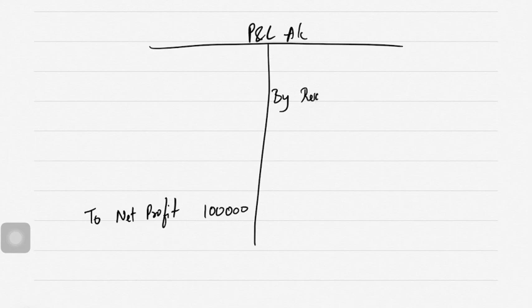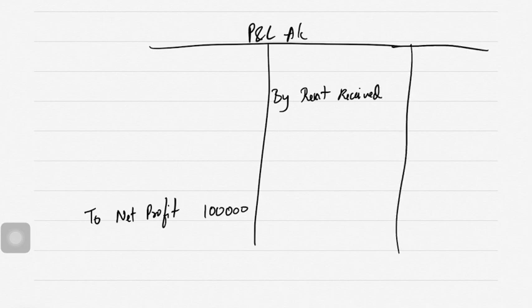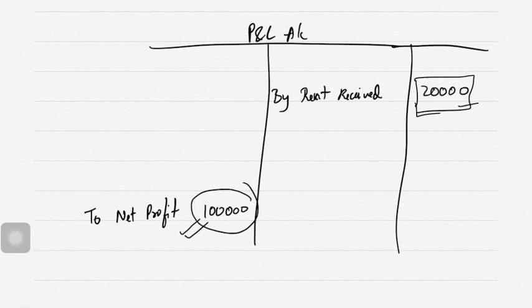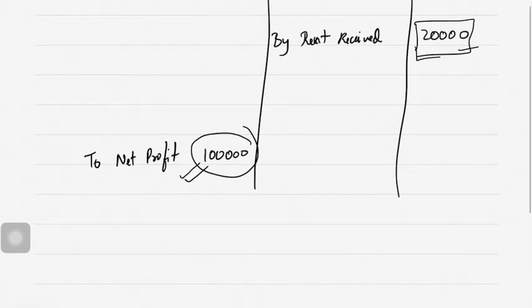Okay. And on your income side, your credit side, something like this is given. Suppose by rent received, rent received from some house property. Suppose rent received is 20,000. So this income by rent received, 20,000, does not belong to your business. Correct? So the effect of this 20,000 is there in the 1 lakh. Right? Because of this 20,000 your net profit is 1 lakh. Otherwise it would have been 80,000. Right?